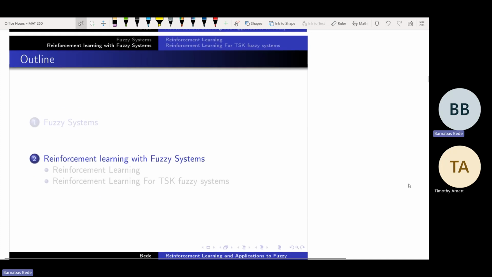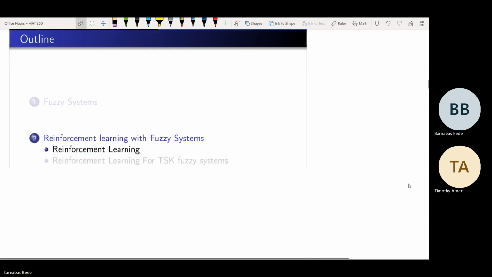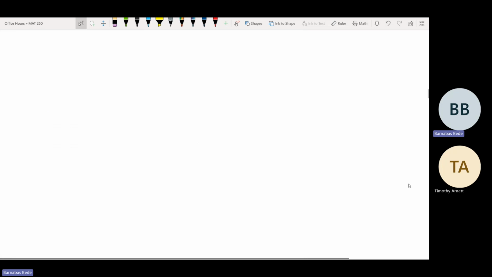So now let's focus on reinforcement learning, which is the main topic for today. First, reinforcement learning without fuzzy.